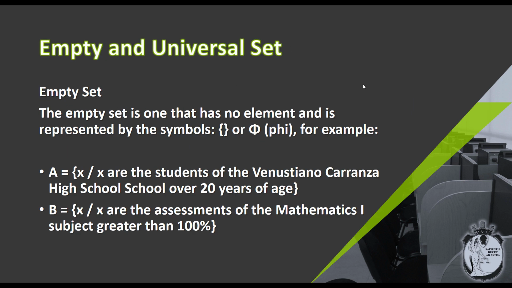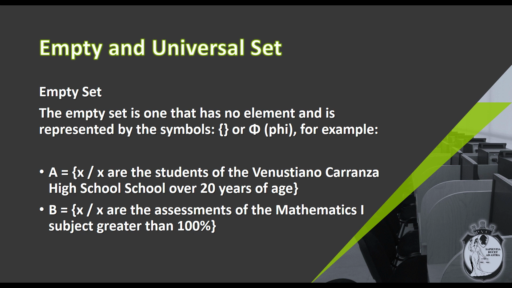Okay, now we will see the empty and universal set. Okay, the empty set is the set that doesn't have elements. Okay, it's different from the set that has 0. Okay, 0 is one element, but in that case the empty set doesn't have any element. Okay, for example, here the set A: x are the students of the Venustiano Carranza High School over 20 years of age.